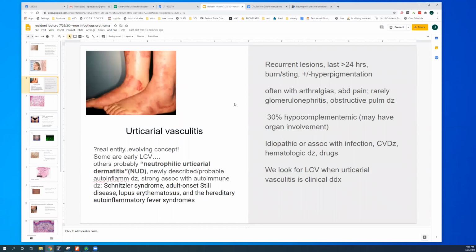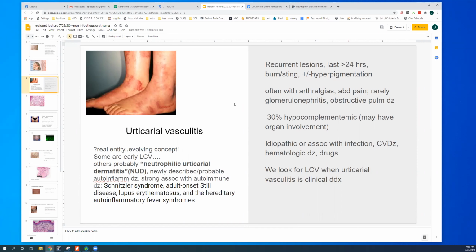These are recurrent lesions lasting more than 24 hours. They burn, sting, and can leave hyperpigmentation, often with arthralgias, abdominal pain, glomerular nephritis, and obstructive pulmonary disease. 30% are hypocomplementemic, and if they are, they have organ involvement. Many are idiopathic, but many are associated with some kind of systemic disease, drugs, or infection.